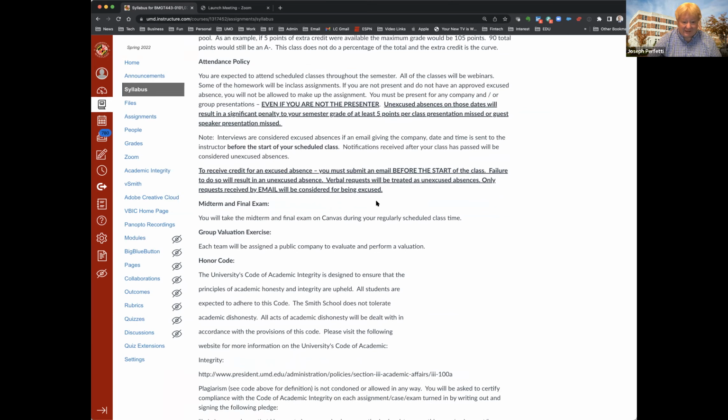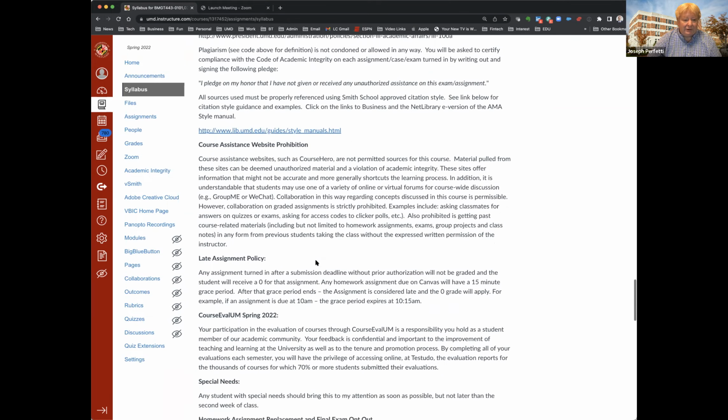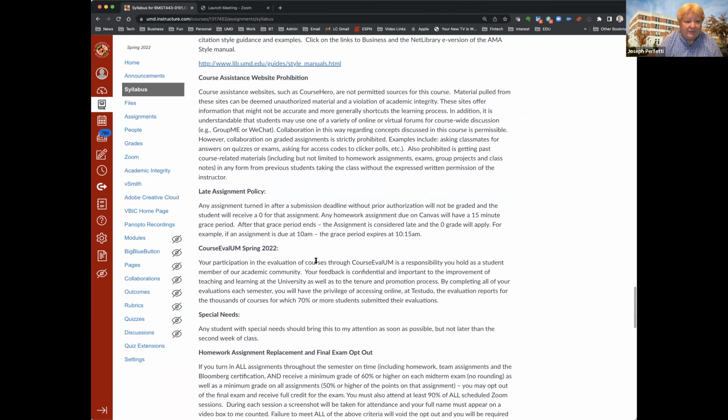Midterm and final exam will be taken during class. So you'll take them online with Canvas. You need to follow the honor code. In this class we follow the university policy that course assistance websites are prohibited. So you cannot use any course assistance website or any past class material to answer questions for this semester. If you use any of that, it will be considered an honor code violation and sent to the honor policy.